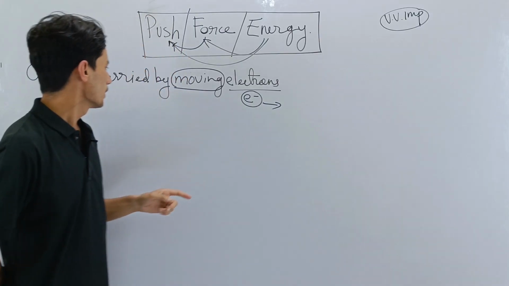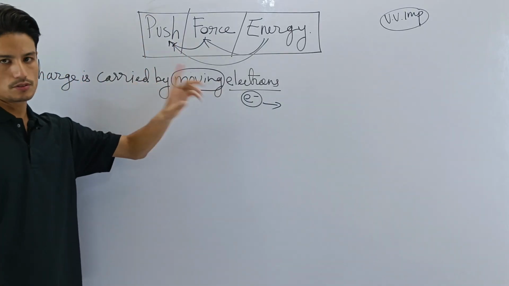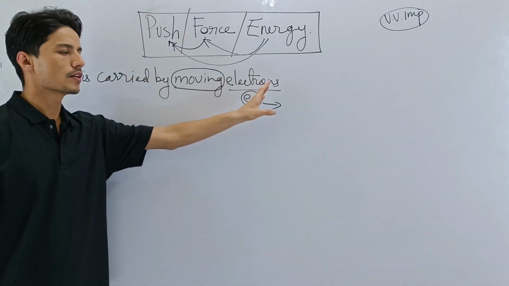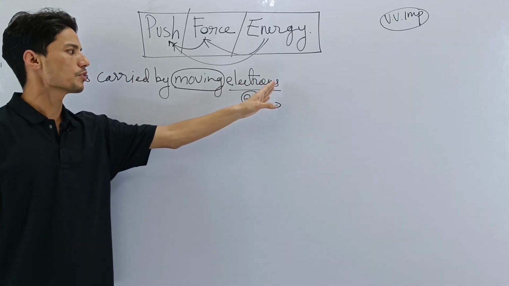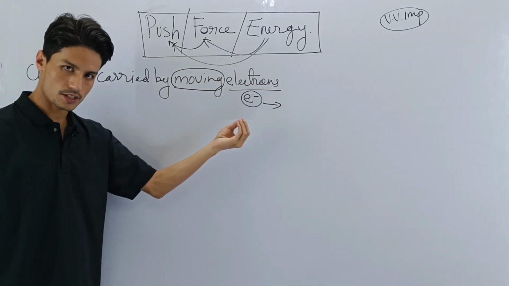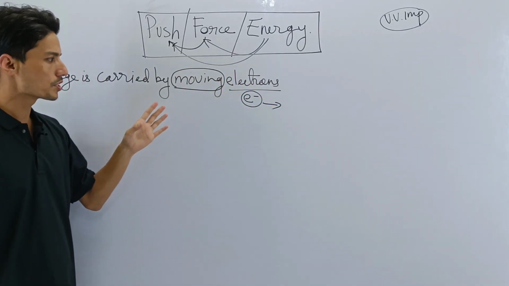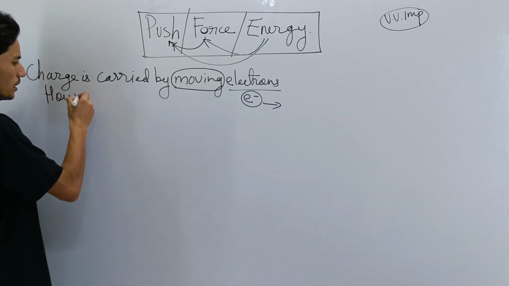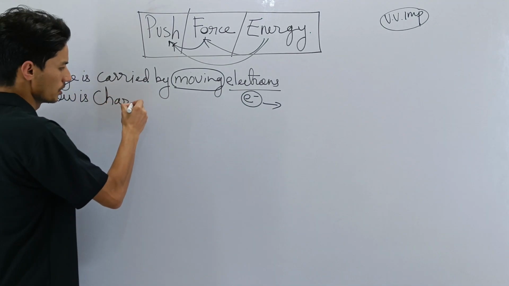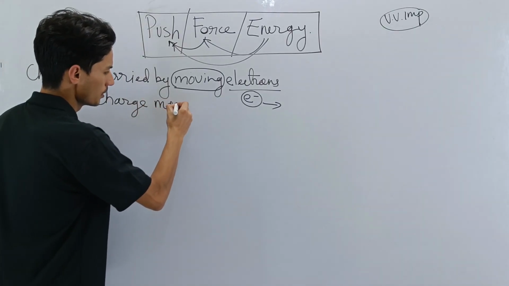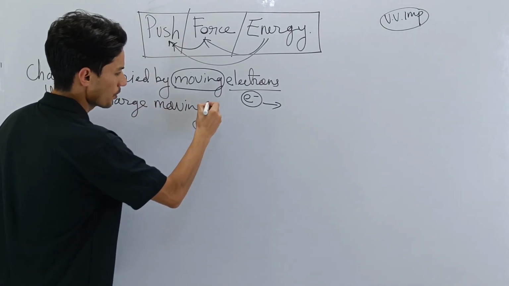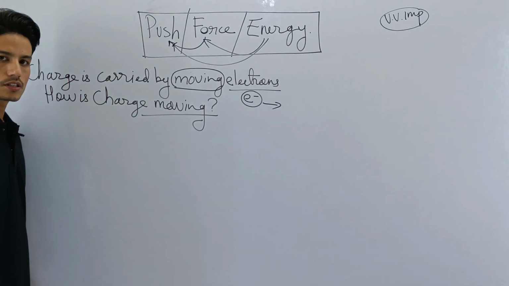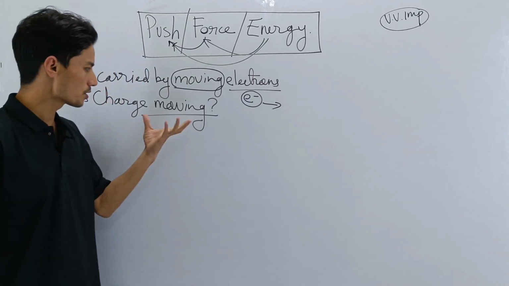So see, charge is carried by moving electrons. We know that. When electrons move, it is called charge. But the big question here is, how is the charge moving? So this is the big question, isn't it? We want to know how charge is moving.